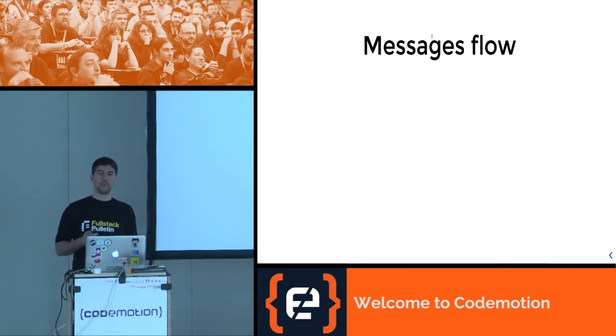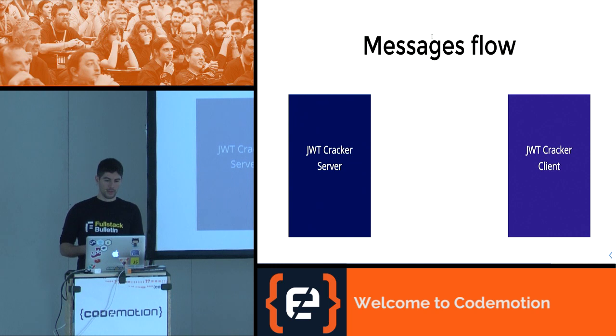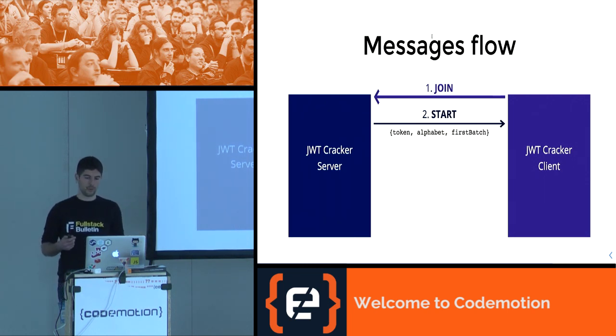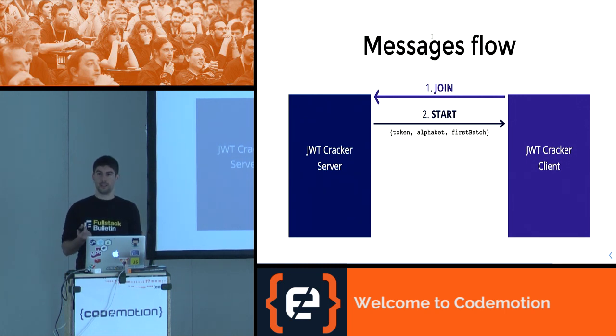So let's try to understand better what the message flow is. I already mentioned it, but let's try to have a clean picture of it. So we say there is a server and there are 1 or more clients. The server is there, waiting for a client to join. So the first message is actually from a client: okay, I'm joining the cluster. And the response to that message is a start, which means I'm sending you all the configuration information that you will need for trying to crack the tokens that I'm going to send you. The first message contains the token that we are trying to crack, the alphabet over which we are trying to look for a solution, and the first batch, which is actually a range, for example, 0 to 3 of solutions to check.